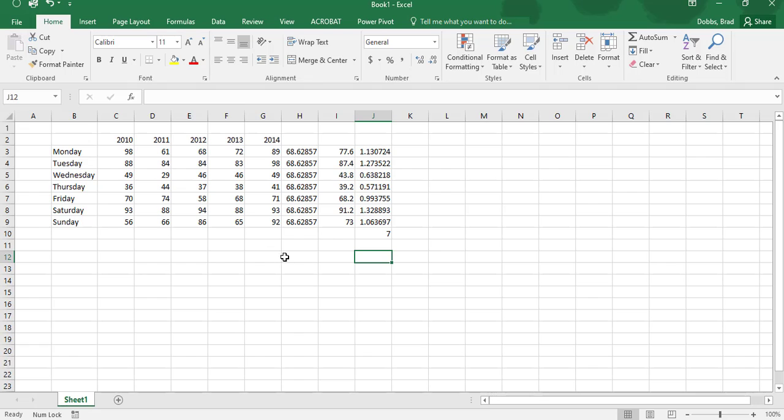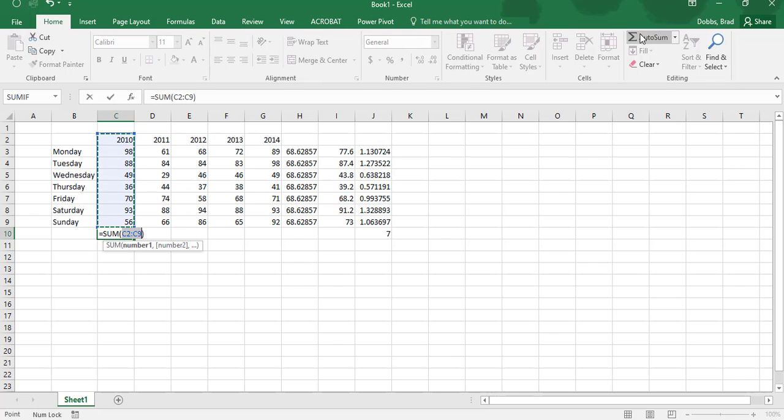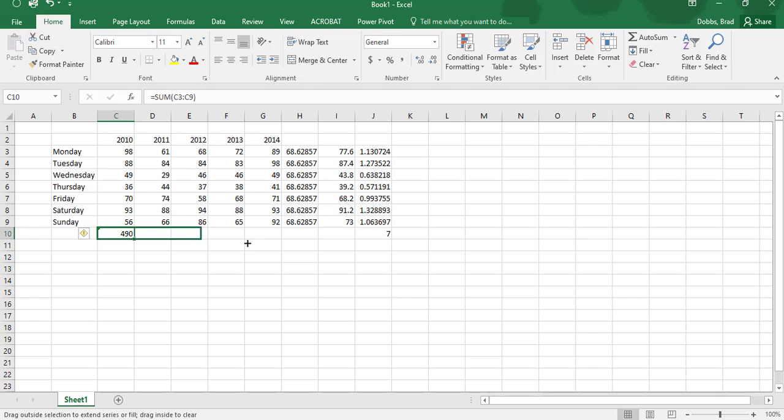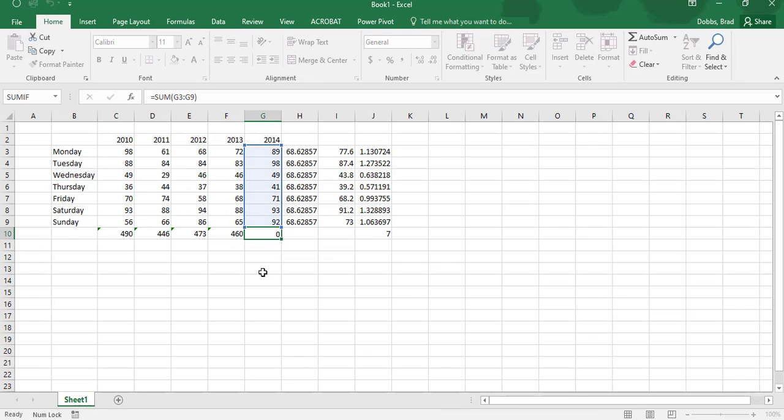So we can calculate our annual demand a number of ways. First, we need to take the sum, and don't catch the year, just the individual ones, and drag it all the way over. All right. So now we have the total sales during this week, during these years.